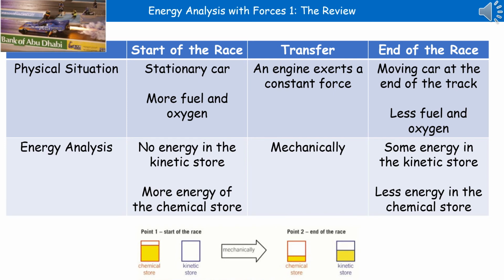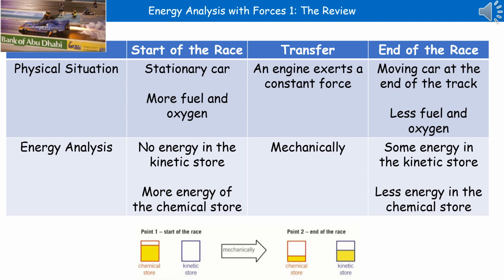So if we look at one example here, we've got our drag race. At the start of the race, we have a stationary car with plenty of fuel and oxygen. The transfer is going to be an engine exerting a constant force, and then at the end of the race we have a moving car with less fuel and oxygen. So in terms of our energy analysis, at the beginning of our race we've got no energy in the kinetic store and quite a lot of energy in our chemical store. And then at the end of the race there's some energy in the kinetic store and less energy in our chemical store. And the way we're transferring between them is mechanically.